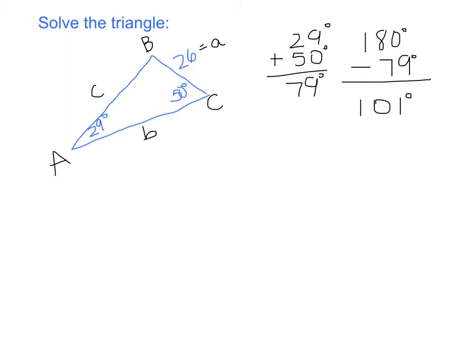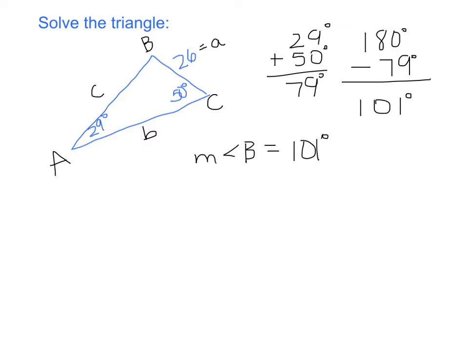And just to let you know, don't go by the picture, because sometimes the picture is not drawn to scale. So be careful. Don't just look at it and say, oh, that can't be that angle. But that's how you find angle B. So measure of angle B is 101 degrees. And then we have to find little b and little c.